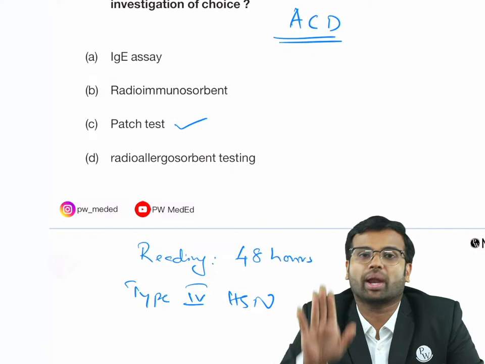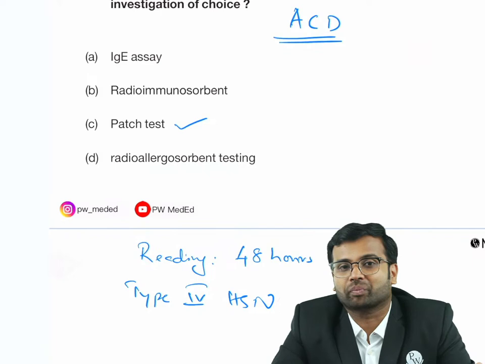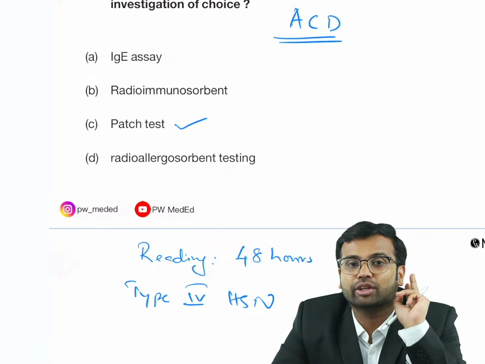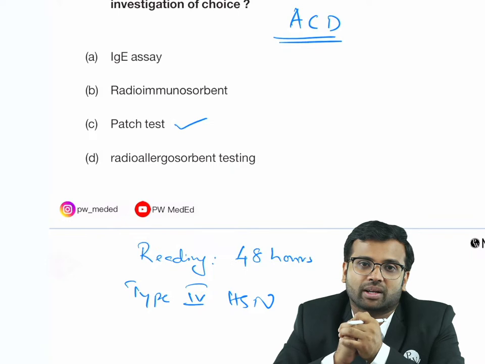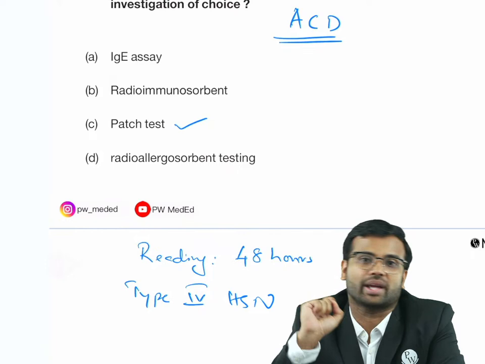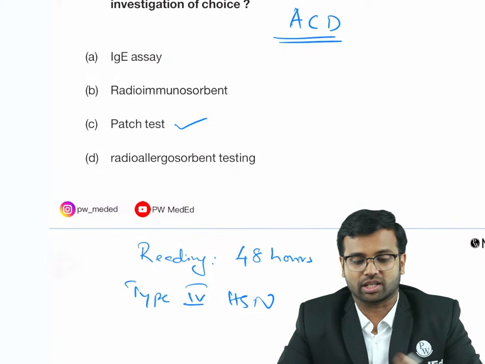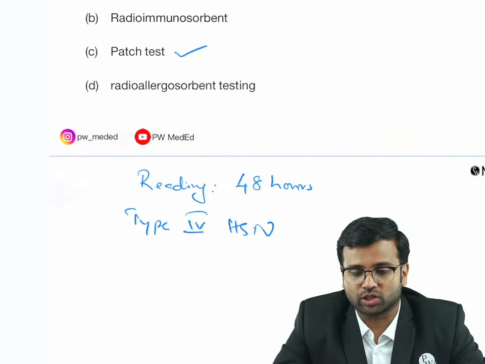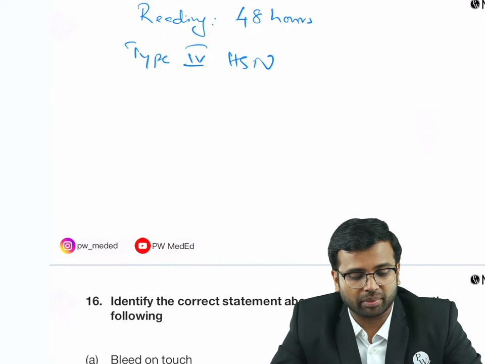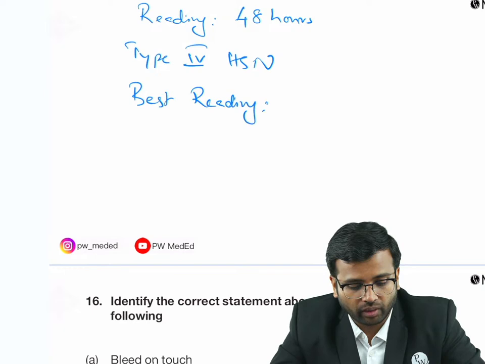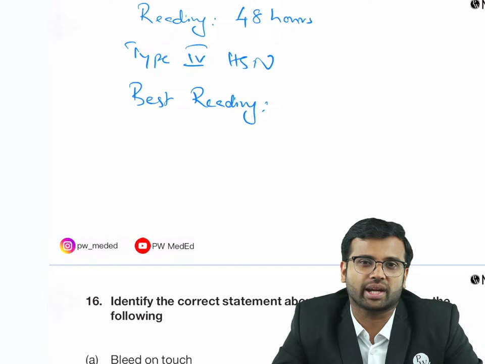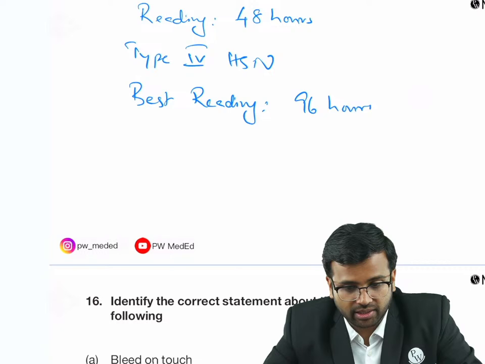So once you apply this patch over the upper back of the patient, you ask the patient to go back home and come back to you after 2 days, because after 48 hours you are going to examine the skin, what is the change that is happening. So whichever allergen is positive, they will show some kind of reaction over the skin. So this is called a patch test. And remember, patch test is a measure of type 4 hypersensitivity. But in case the examiner asks you, when is the best reading taken in a patch test? Then the answer is not 48 hours. The later, the better. Here the answer would be 96 hours.